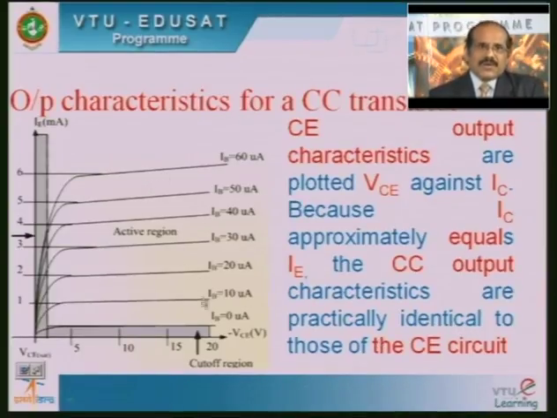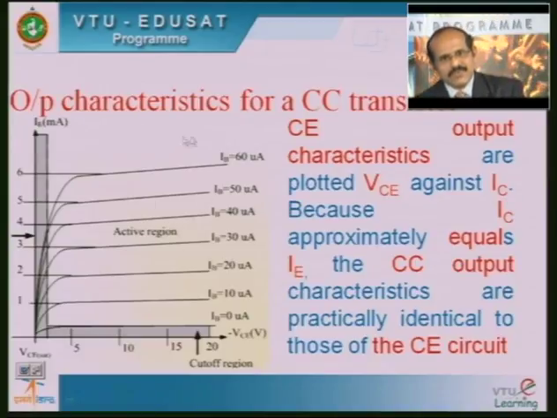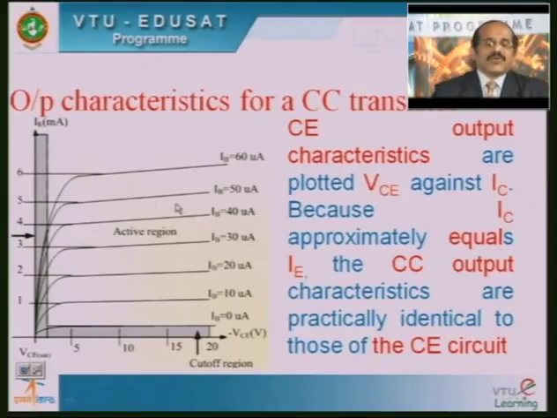If you compare the output characteristics of the common collector configuration with that of the common emitter configuration, since IC is approximately equal to IE, they look similar. You know that IE is equal to IC plus IB, and IB is in terms of microamperes, so it is negligibly small.